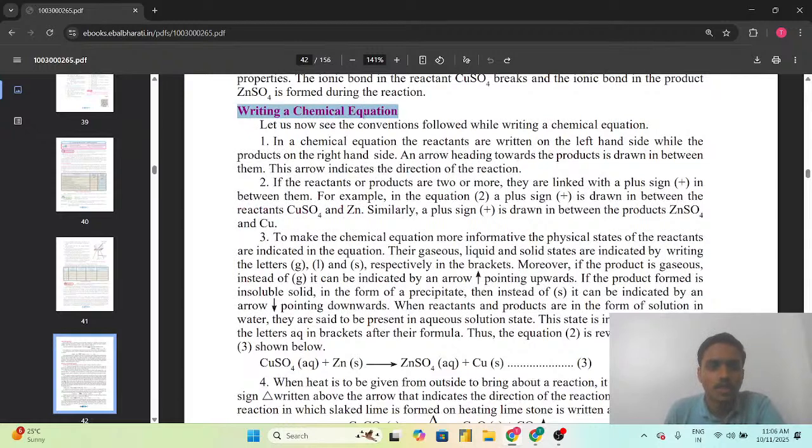So writing a chemical equation, let us now see the conventions followed while writing a chemical equation. So what are the conventions which we have to follow or keep in mind for writing down the chemical equation, that we are going to see here. In a chemical equation, the reactants are written on the left hand side.